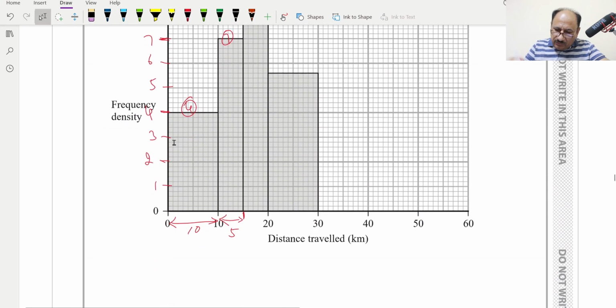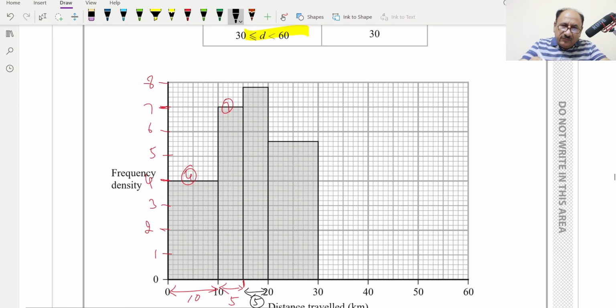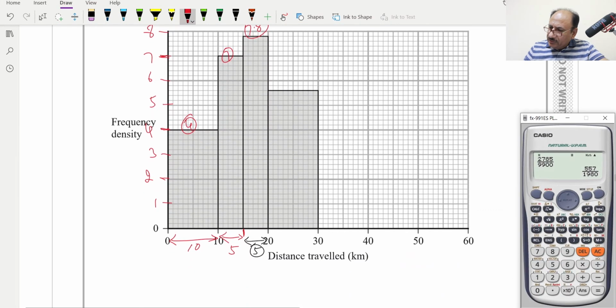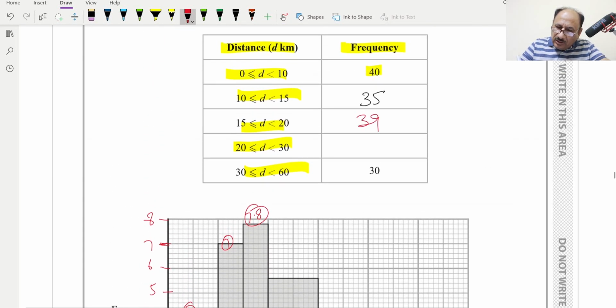And 15 to 20 will be what? 15 to 20 is again 5. So 5 multiplied by the height. Height is this one, so it is 7.8. So 7.8 will be this height. So 5 multiplied by 7.8 is equal to 39. So the frequency for this one will be 39. So we can write here 39.